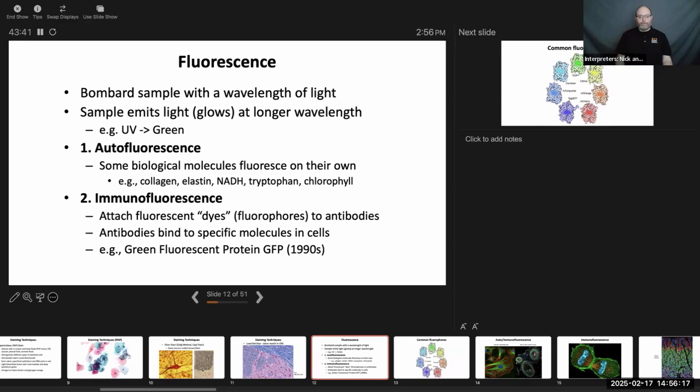So it literally causes the sample to glow. That's what glowing is. It's giving off a particular wavelength of light. Different wavelengths of light have different colors. In fact, that's what distinguishes red from green from blue. These are all just different wavelengths of visible light.